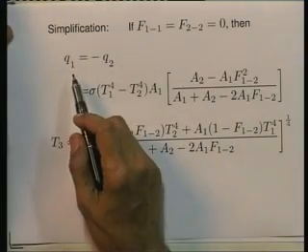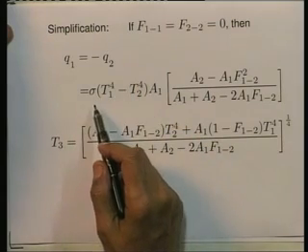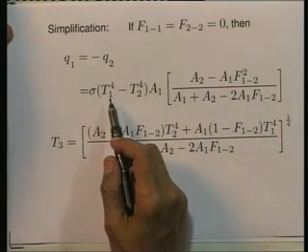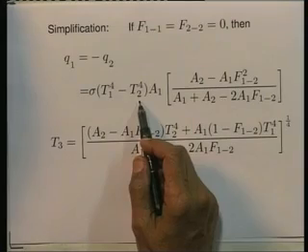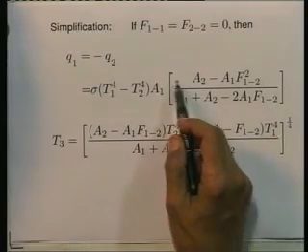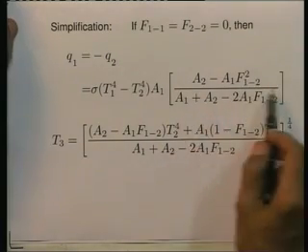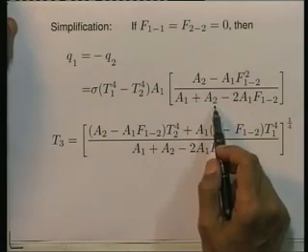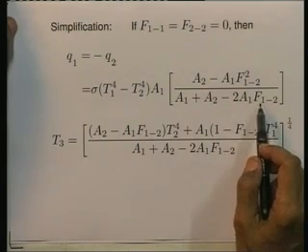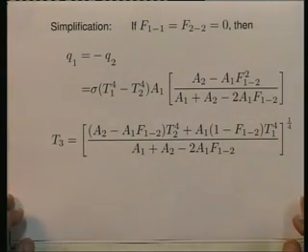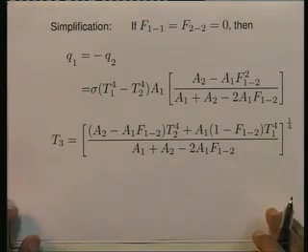Now, the simplified solution: Q1 equal to minus Q2 equal to sigma into T1 to the power of 4 minus T2 to the power of 4 A1 within square bracket A2 minus A1 F1 to 2 the whole square divided by A1 plus A2 minus 2 A1 F1 to 2. Notice now the only unknown is F1 to 2. All other shape factors get eliminated because they are related in some way to F1 to 2 through the enclosure relationship which we mentioned earlier.